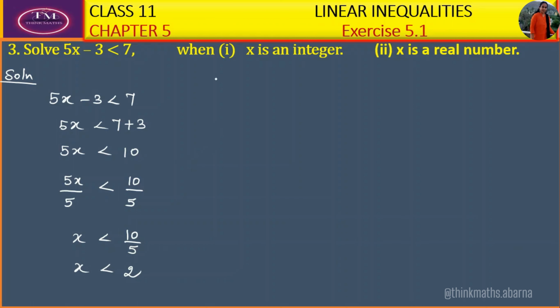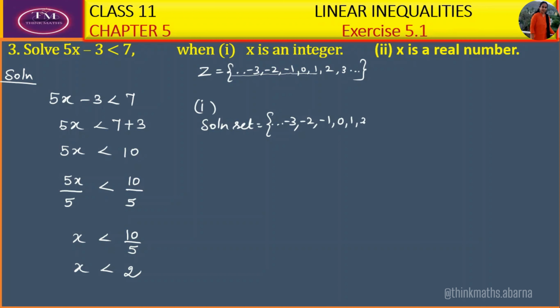Okay. Now we have x is an integer. So integer means it takes the values minus 3, minus 2, minus 1, 0, 1, 2, 3, etc. This is an integer. So as it is less than 2, it takes these values. So this is 2. You have to move towards left when it is less than. So if you move towards left, these are the values the solution set takes. So for the first part, solution set is -3, -2, -1, 0, 1, 2. Okay, so this is the solution set.